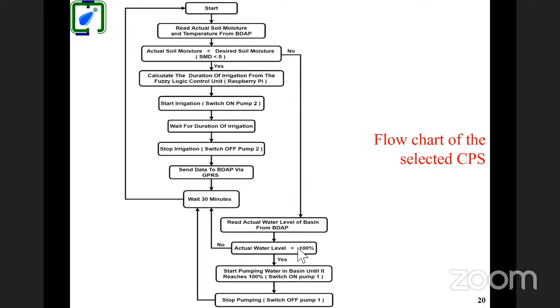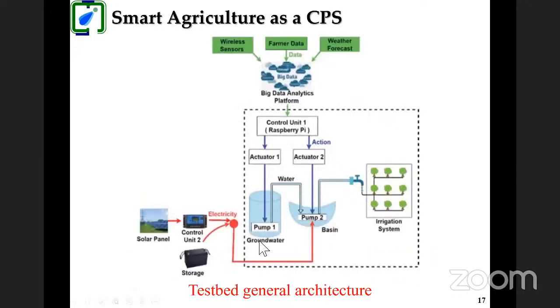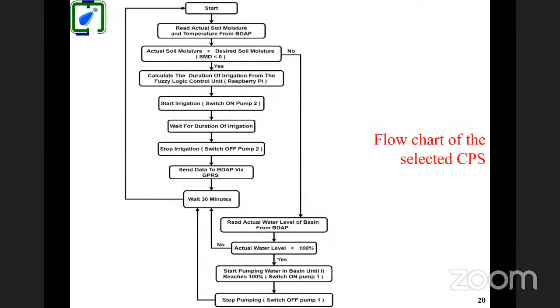And if the actual water level is less than 100%, then you have to start pumping water into the basin until it reaches 100%. That means you have to switch on pump 1. So if the water level is low in the basin, then the basin is filled from the groundwater by pump 1, and the irrigation system is supplied by pump 2. If the soil moisture content is low, then pump 2 will be activated. But if the water level is low in the basin, then pump 1 will be activated, so that the basin is always filled, so that pump 2 can work as desired.